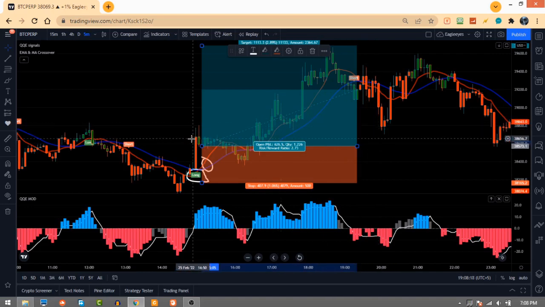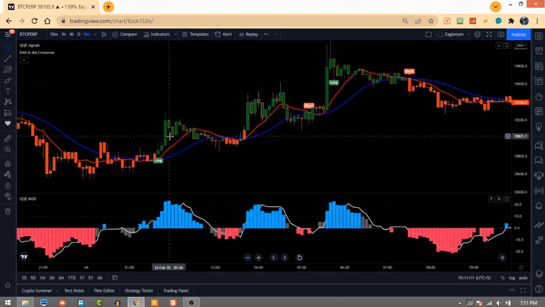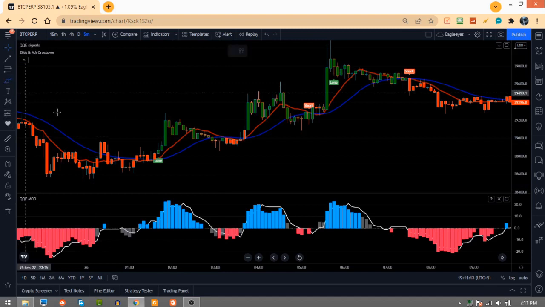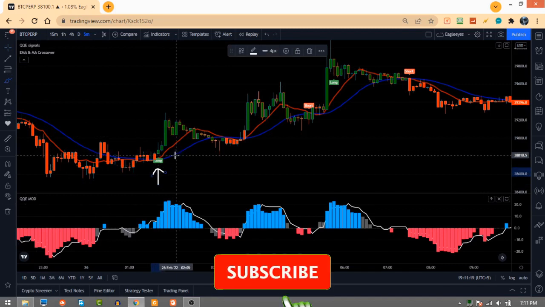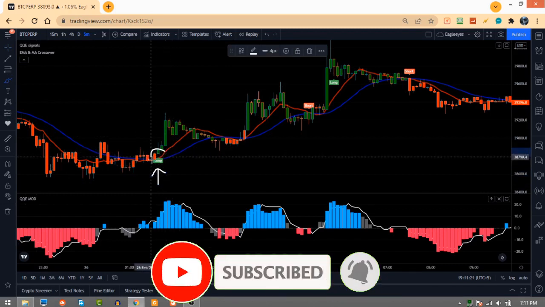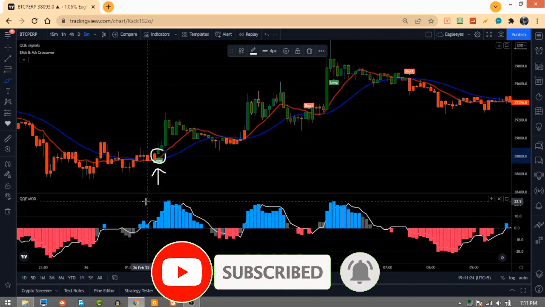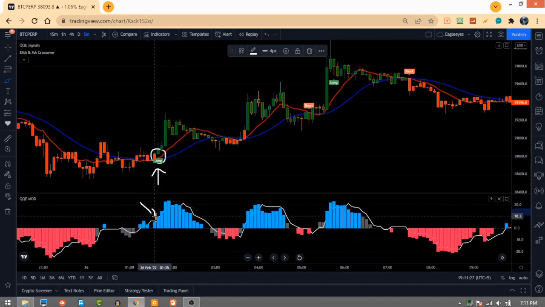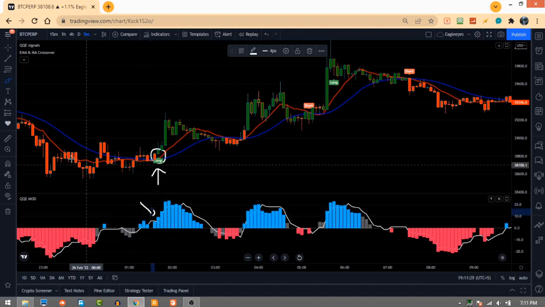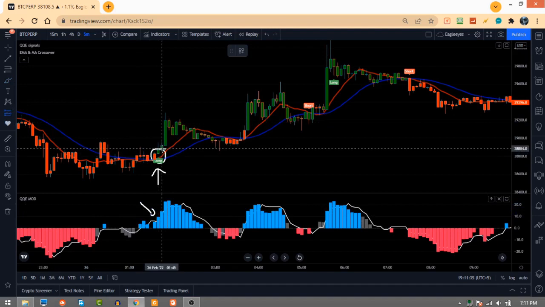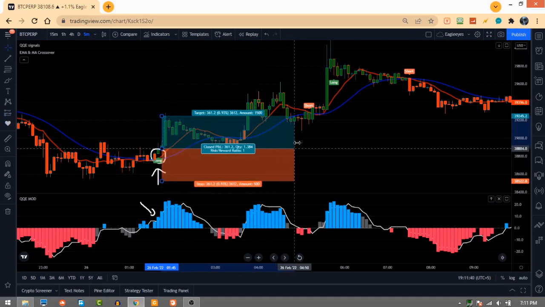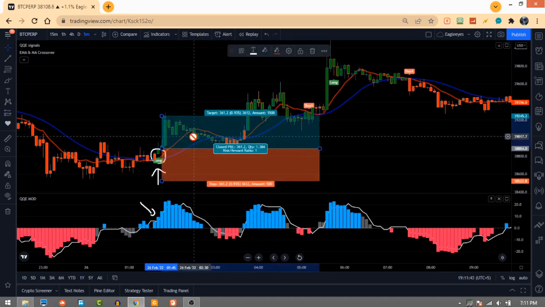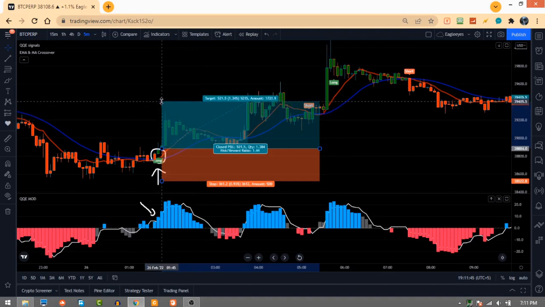So now you can see another signal. Let me show you. You can see here we have a buy signal, and we have a crossover, and then we have an increasing volume in the QQE mod, and all our conditions are being met. So we will open our position here, and we will hold until our next sell signal.